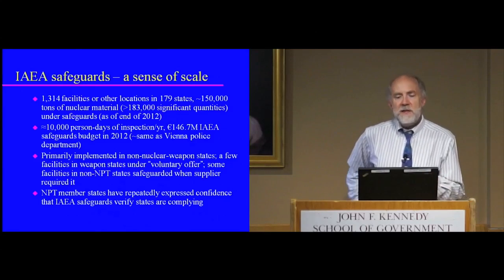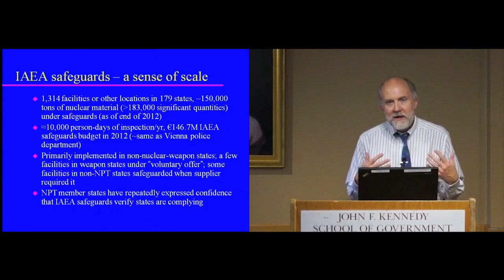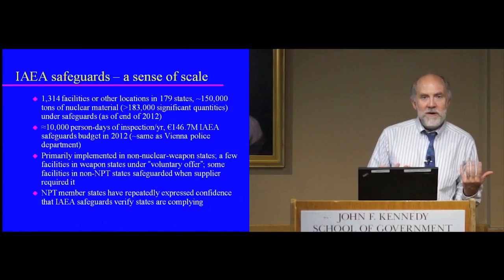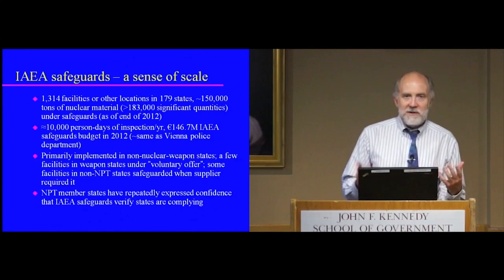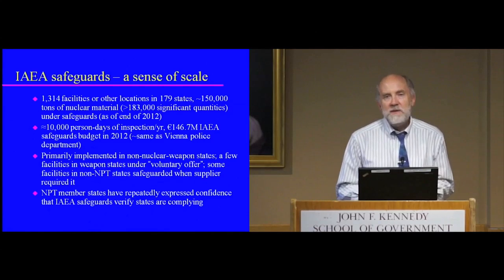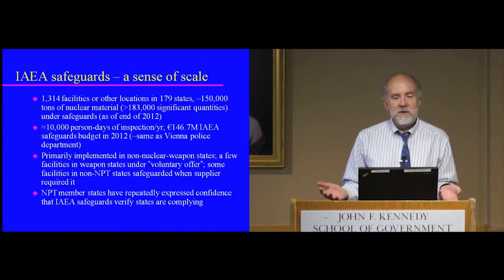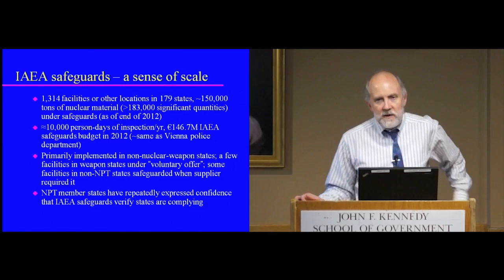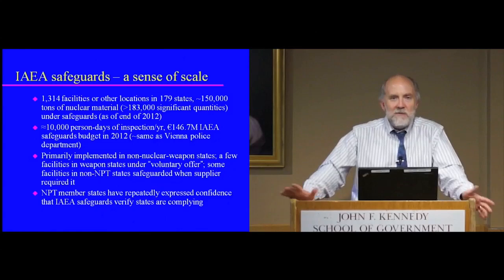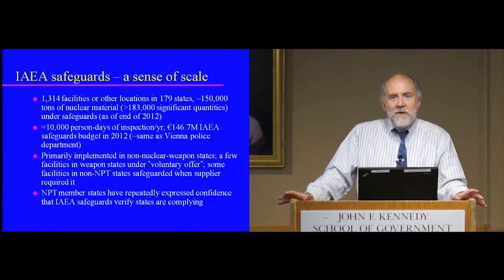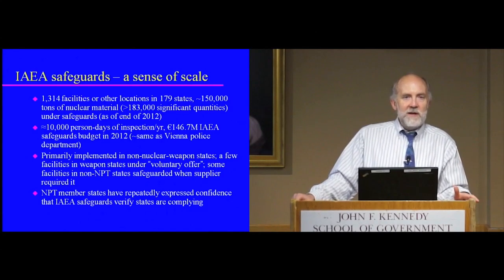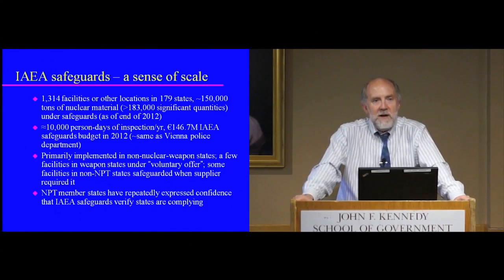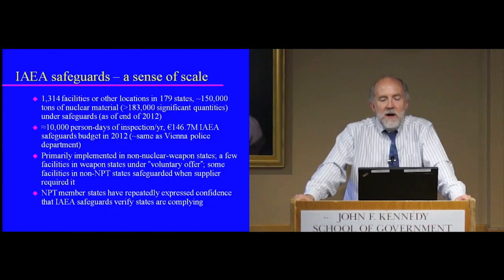So just to give you a sense of scale, the IAEA is inspecting more than 1,000 facilities or other locations in almost 180 states. It's about 150,000 tons of nuclear material that's under safeguards. So that's, given the types of nuclear material that it is, about 183,000 significant quantities. That is enough nuclear material for 183,000 nuclear bombs, as the IAEA estimates it. That's as of the end of 2012.